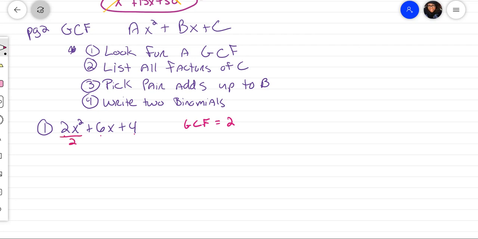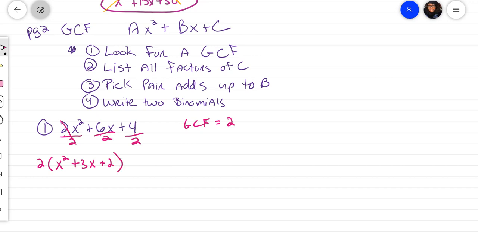So once we have a GCF, this is what we do with it. We are going to divide each term by that GCF. Think of it as undistributing. If you were distributing, you would multiply into the parentheses. When you're factoring or taking out a GCF, you're dividing it out of the parentheses. So it's going to be a 2 on the outside. And then we just do that division. 2x squared divided by 2 is just x squared. 6x divided by 2 is 3x. And 4 divided by 2 is 2.